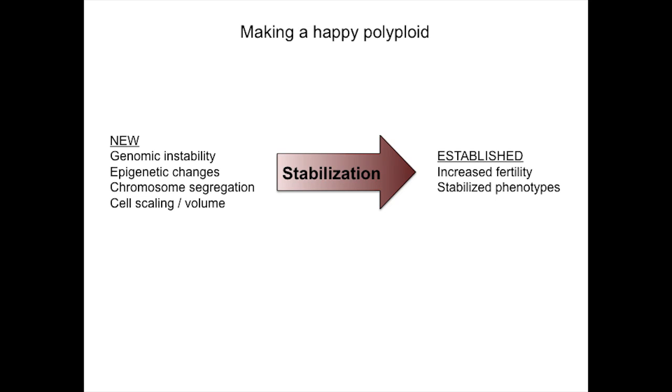So there's a process of stabilization in here about which we know very little. There's actually not much known about how you get from this kind of messy state to this established, stable state, especially at the genetic level. So what genes are actually driving those adaptations that you need to get from here to here is largely unknown.